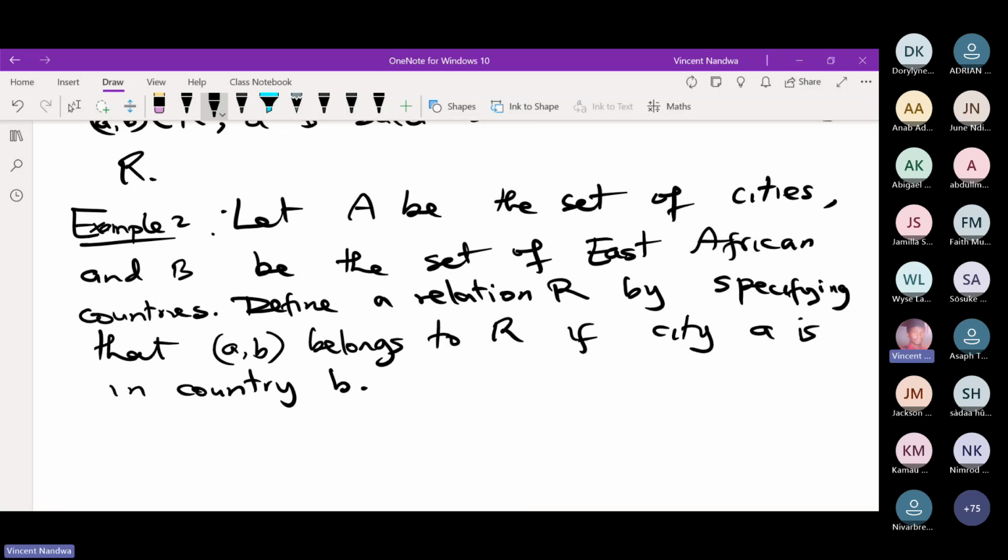So what are the East African countries? Maybe for us to be more specific, let's say capital cities, just to have a few of them. So let A be the set of capital cities and B be the set of East African countries. Define a relation R specifying that (a, b) belongs to R if city a is in country b. So what countries form East Africa?